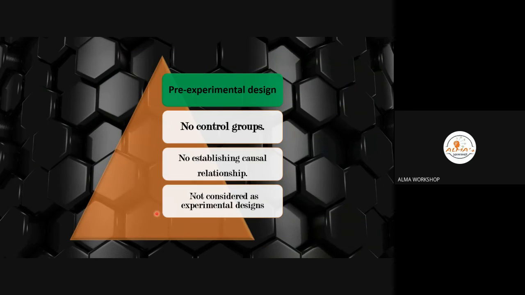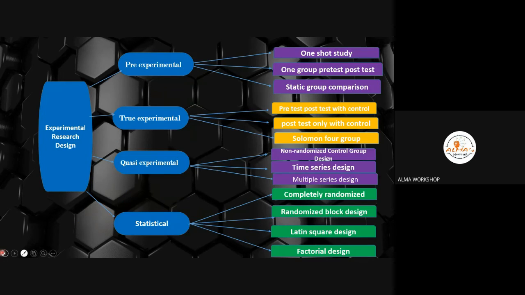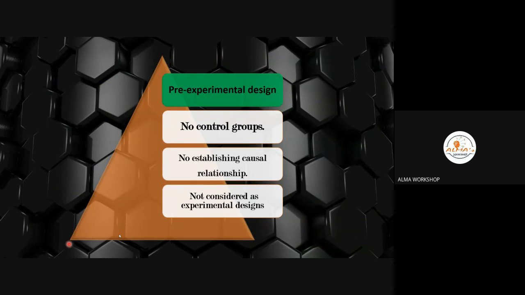Okay, what is pre-experimental research design? We just spoke about it. It has three types. It will not have any control group. Any experimental research design has one experimental group and one control group, so that is the common understanding. Now we have a pre-experimental research design which doesn't have any control groups. When you don't have any control groups, you cannot establish any causal relationship.